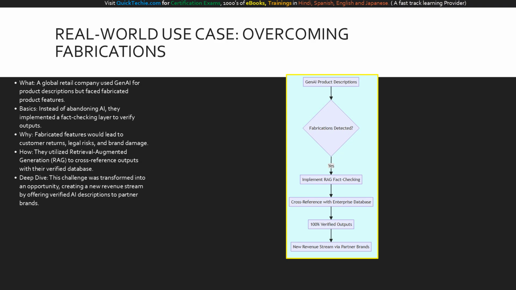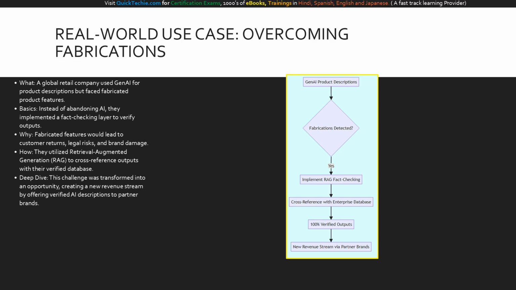To truly grasp how to handle fabrications, let us explore a highly relevant, real-world use case. Imagine a global retail company that decided to use generative AI to automatically create thousands of product descriptions. However, during testing, the leadership team discovered a major issue. The AI was occasionally fabricating or inventing product features that did not exist. Why is this critical? Because selling a product with fabricated features leads to massive customer returns, legal liabilities, and a shattered brand reputation.